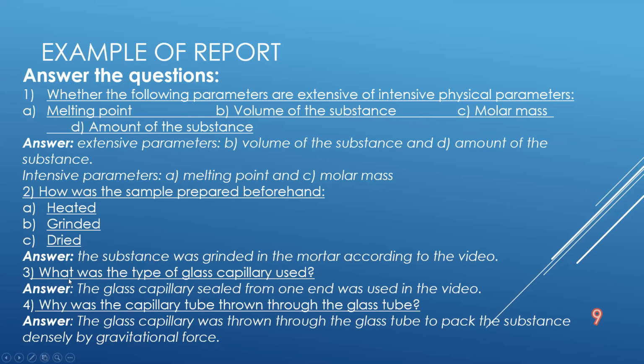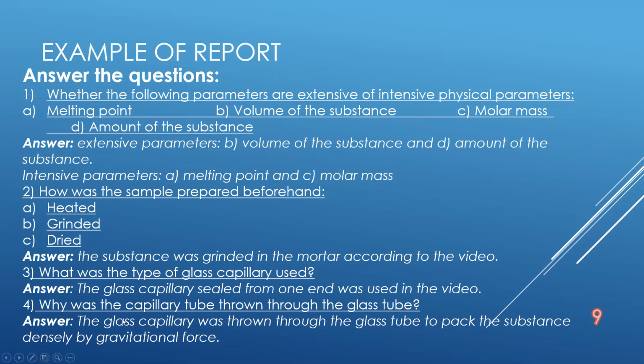So the next, what was the type of glass capillary? Meaning what are its parameters. And the answer: the glass capillary sealed from one end was used in the video. So a glass capillary is a small glass tube with a small diameter, and one end of this tube should be sealed to conduct such examination.